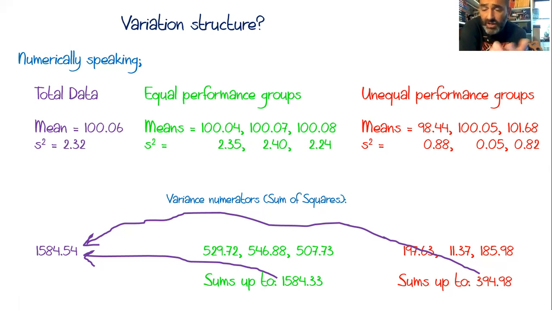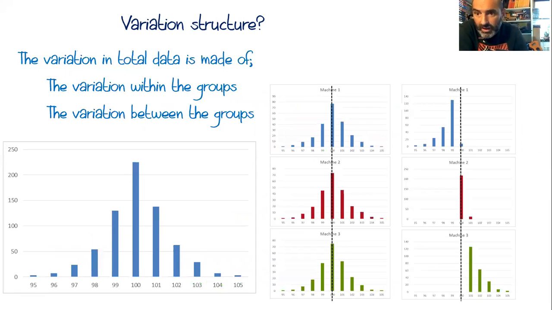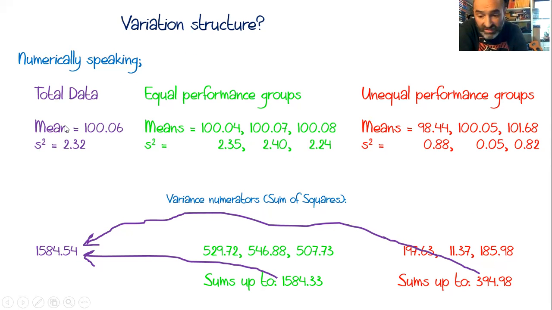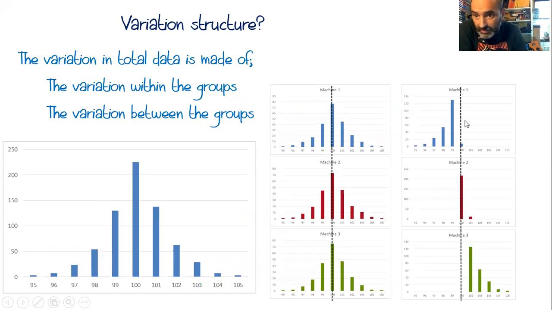What is variation? Variation is how close your data points are to the center of the distribution, right? If you take that black dotted line as the center of the whole data set, which is the case, by the way, 100.06, that is where the black dotted line is. And now think of these groups as single blocks, as being close to this black dotted line.